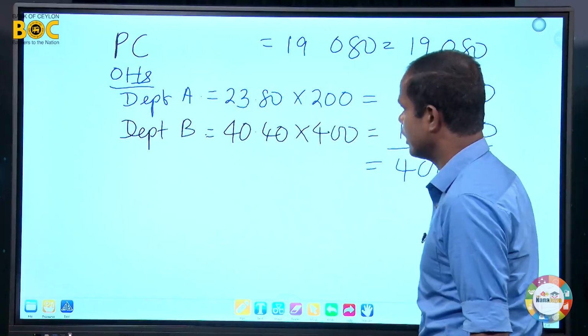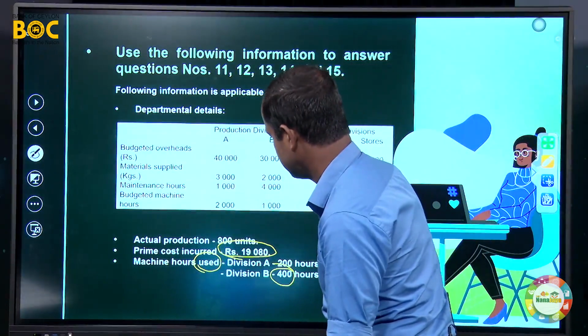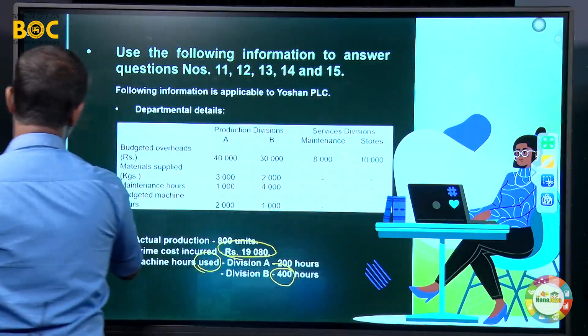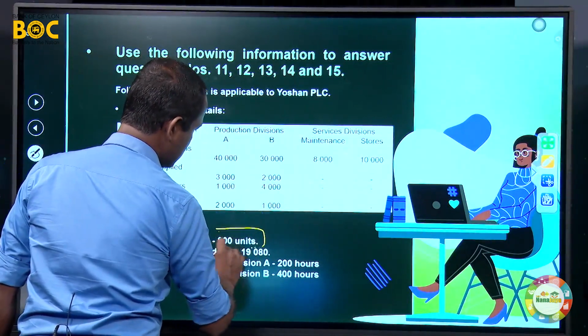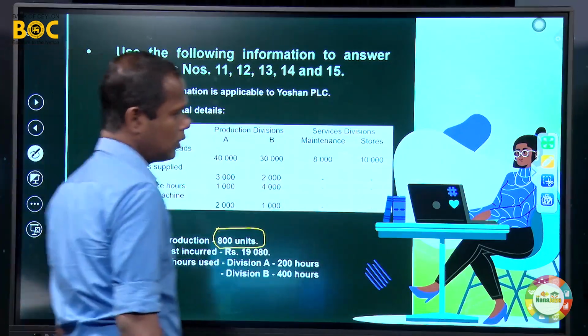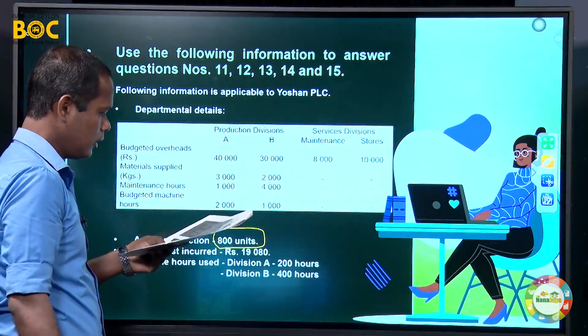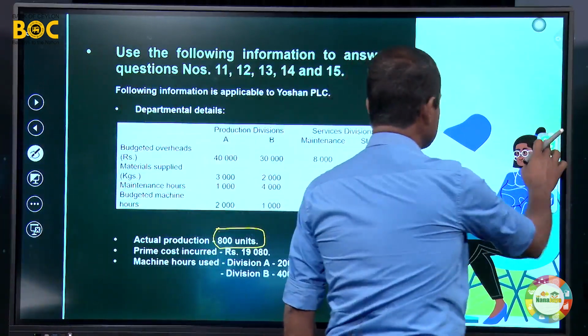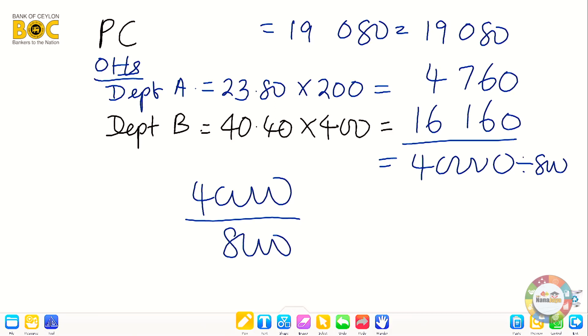Total cost is 40,000. But the question requires us to calculate per unit. How many units have you produced? 800 units, which is given here. You divide the 40,000 rupees by 800 to get the unit cost.